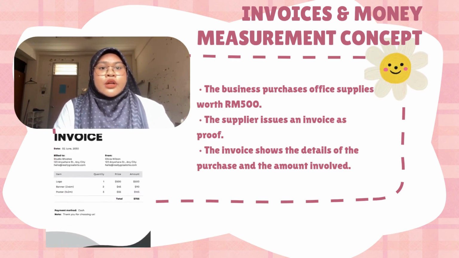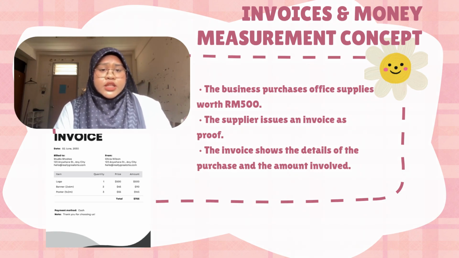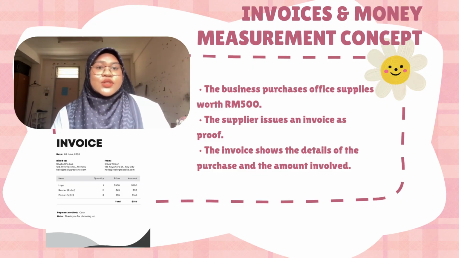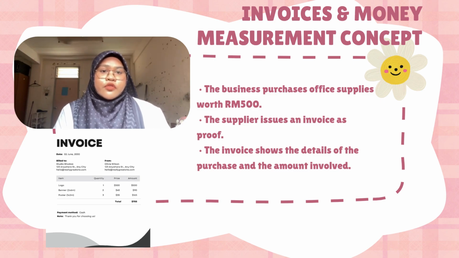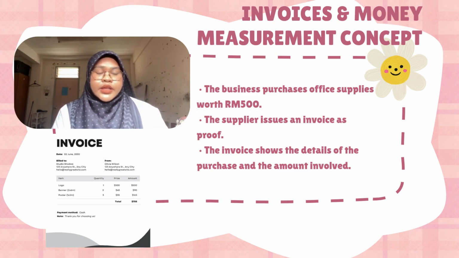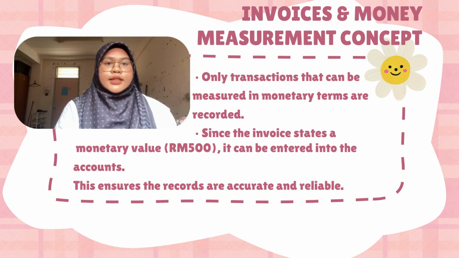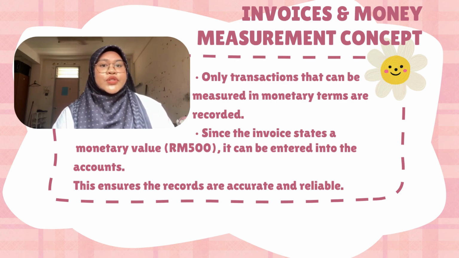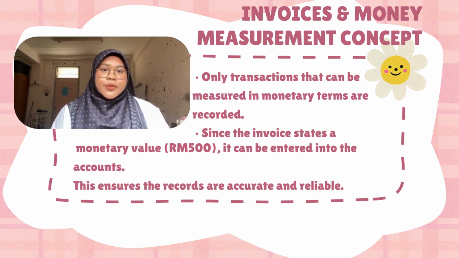As a manager, I record many transactions. For example, when the business buys office supplies worth 500 ringgit, the supplier gives an invoice as proof. This picture shows an example of an invoice given by the supplier. This shows the monetary value, so it can be recorded under the money measurement concept. Only transactions with money value are recorded, ensuring accurate and reliable accounts.